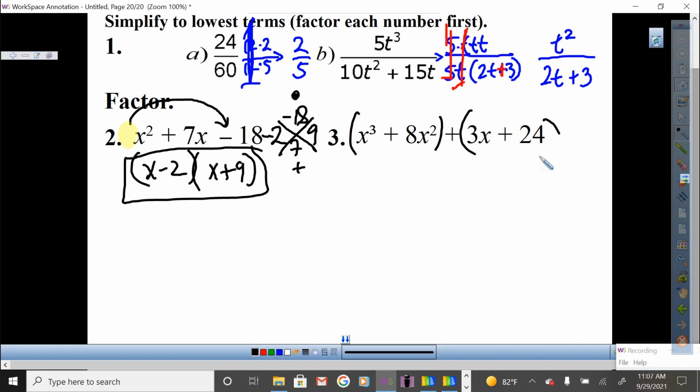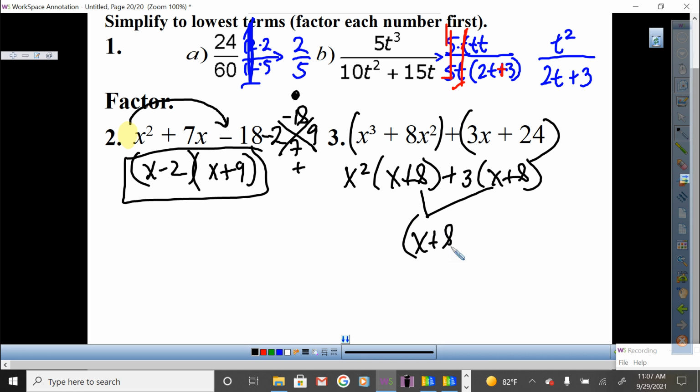Yes, group. GCF here is x squared. We're left with x plus 8. Plus GCF here is 3. We're left with x plus 8. So my factors are x plus 8. And what's left? x squared plus 3. And these are my factors. Hands, have you got that for number 3?